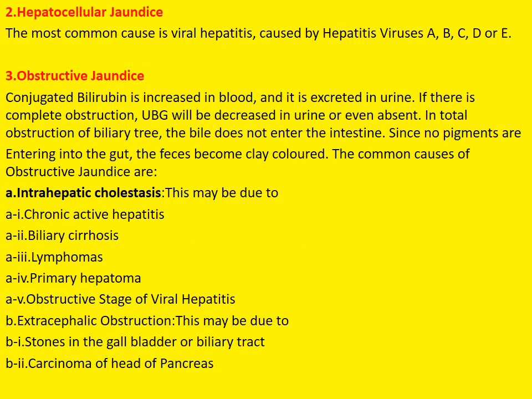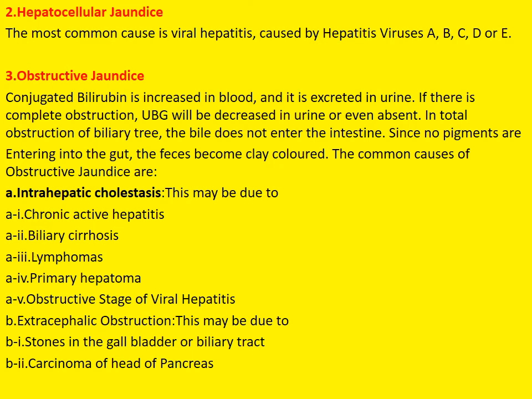Next, hepatocellular jaundice, second type of jaundice. Common causes are viral hepatitis, hepatitis A, B, C, D, E. Very common type of jaundice. These are mainly these types: A, B, C, D, or E.